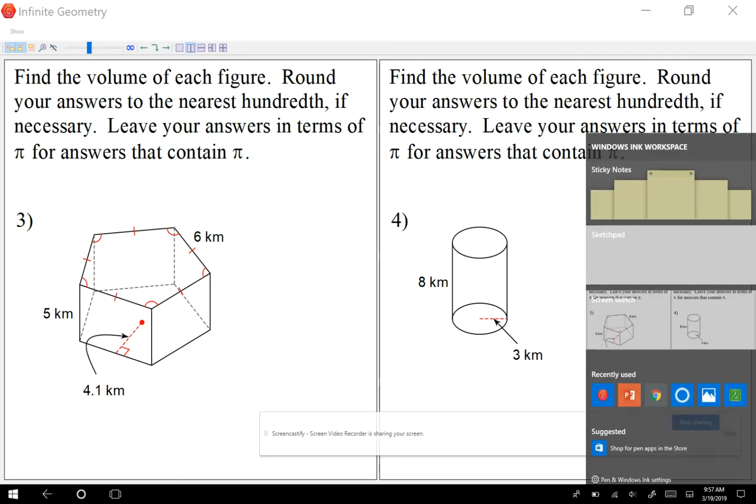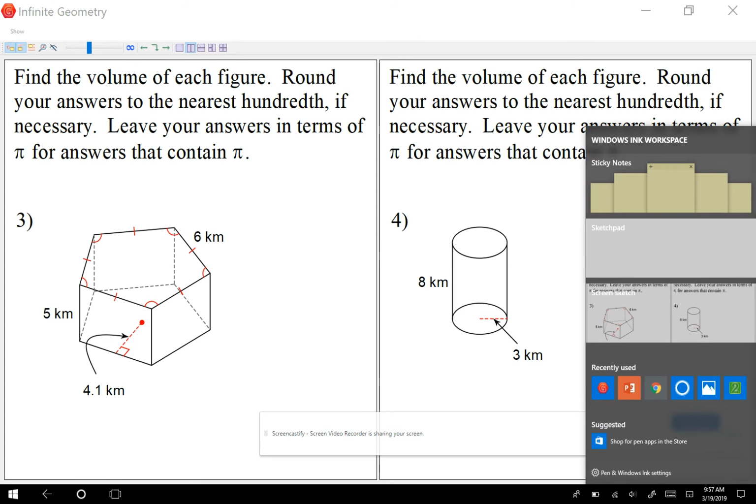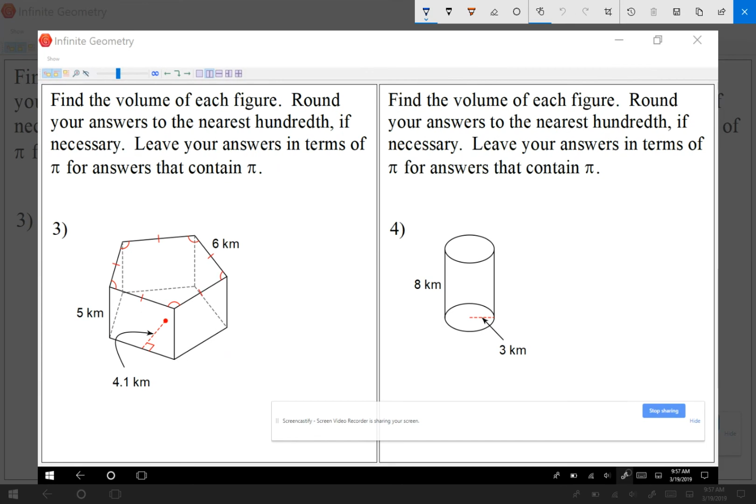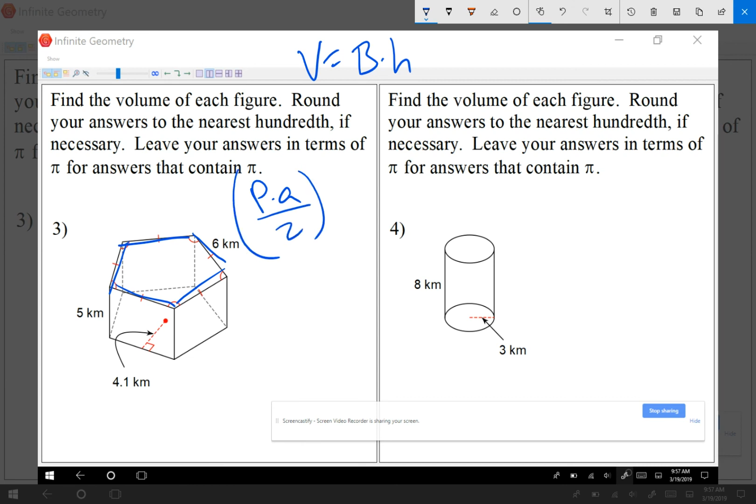Now, looking at question number 3 and 4, we still have a prism and a cylinder, and I'm still going to go the same way we do it. The volume is going to be the area of the base times the height. Now, the base in number 3 is a pentagon. Now, remember for that one, the area of the base, we said it was perimeter times apothem divided by 2. That's going to be the area of the polygon. The height in this case is 5.